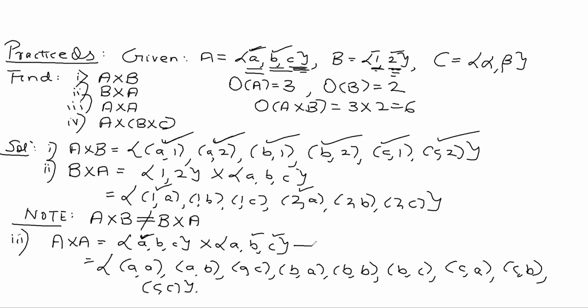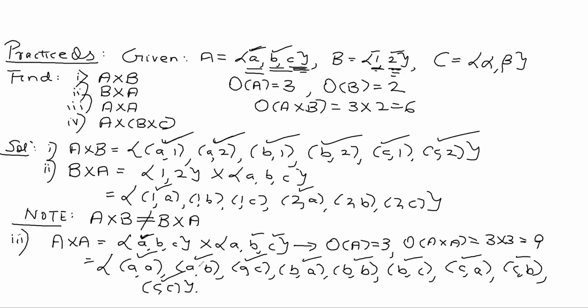Similarly here, A consists of 3 elements. So the Cartesian product of A cross A will consist of how many elements? 3 into 3, which is 9. 1, 2, 3, 4, 5, 6, 7, 8, 9. So I hope all students are clear with the numerical example.